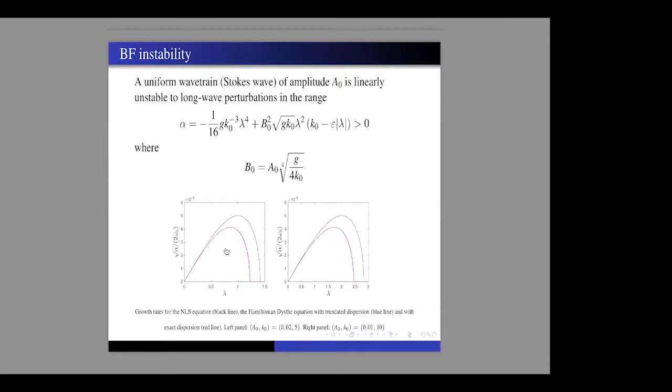All right, so these are graphs of the instability regions for two sets of parameter values. A naught, that's the initial amplitude. K naught, that's the initial wave number. So we're comparing the NLS prediction in black with the Dysthe prediction in red and blue. So there's not much difference, right? As you can guess from the formula. So indeed, this is modulation instability because it's unstable for wave numbers near zero, right? So small wave numbers, so long wave perturbations.